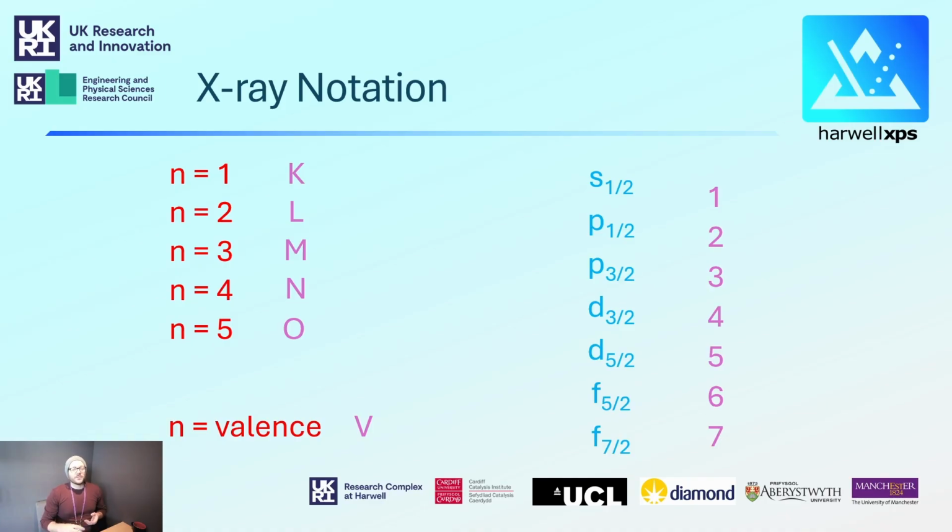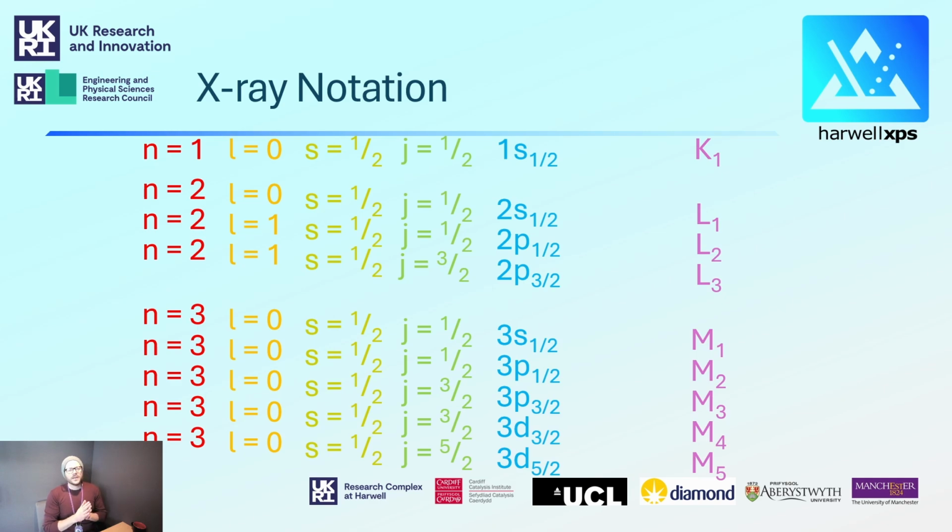The subscript number then refers to the total angular momentum state. So starting with an s orbital which has no spin-orbit splitting, we have 1. Then into our p states, 2 and 3, d, 4 and 5, and finally f, 6 and 7. And so you start to see that these X-ray terms contain a lot of information about the electronic configuration of the electron in question. These are still widely used in physics and in many spectroscopies, though for chemists and indeed in XPS in general, we tend to use chemical notation instead.